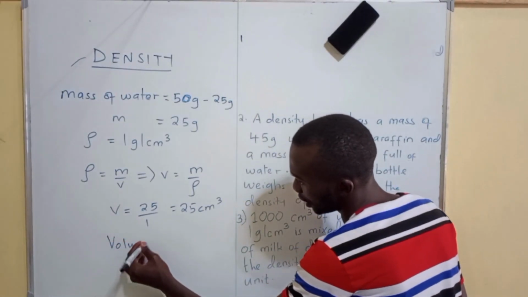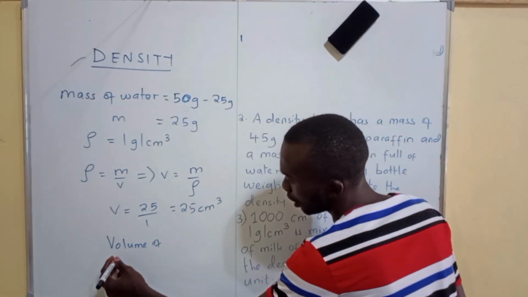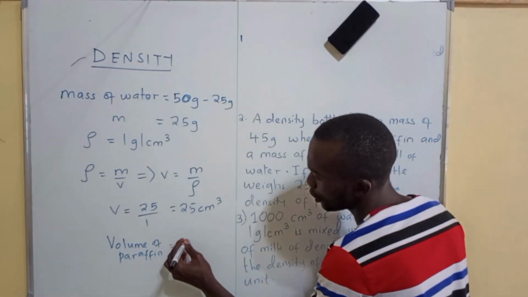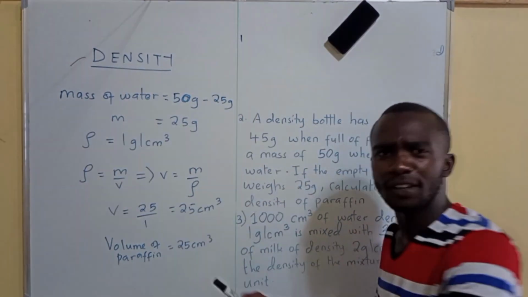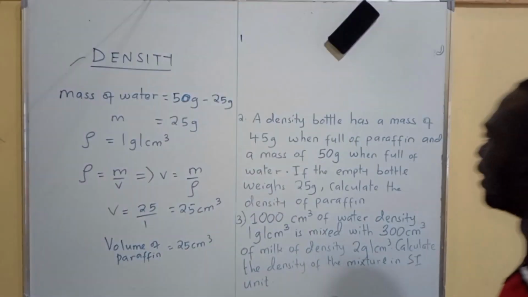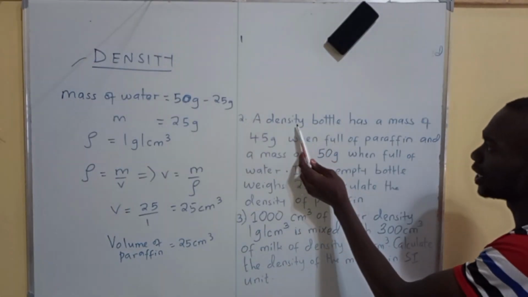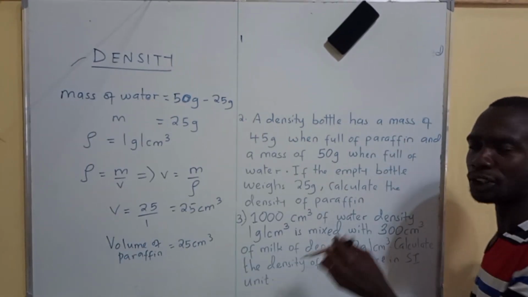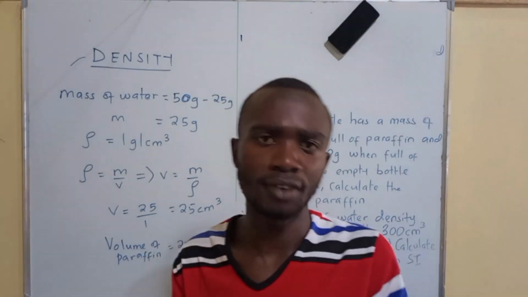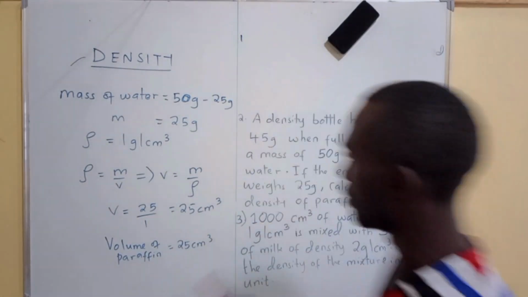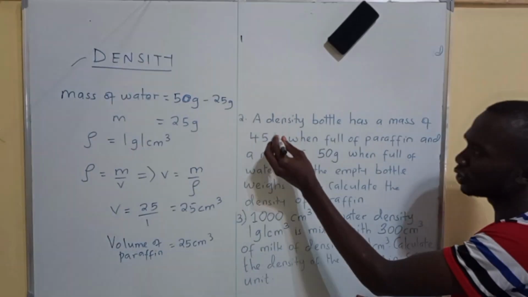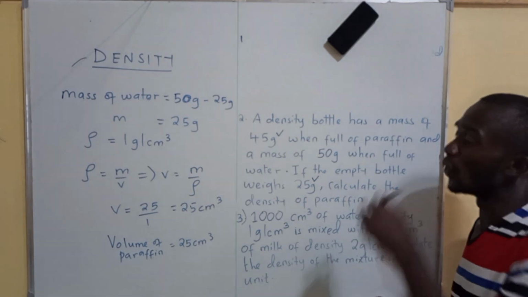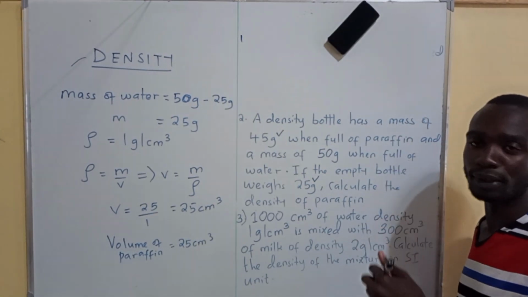The volume of paraffin inside the container is equivalent to 25 cubic centimeters. So we have the volume of the paraffin and the mass of the paraffin. We have been told that the density bottle has a mass of 45 grams when full of paraffin. So the mass of paraffin and the bottle is 45 grams and the mass of the bottle is 25 grams. Using the mass of the density bottle and the paraffin and the mass of the density bottle alone, we can get the mass of the paraffin inside the density bottle.